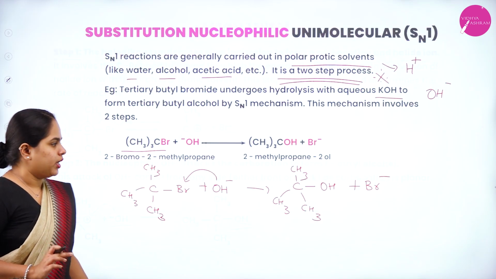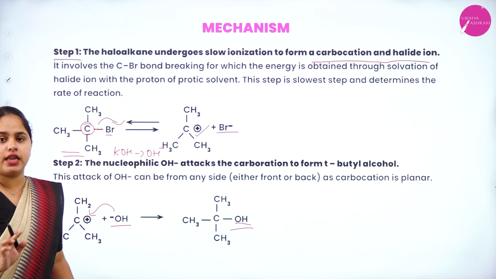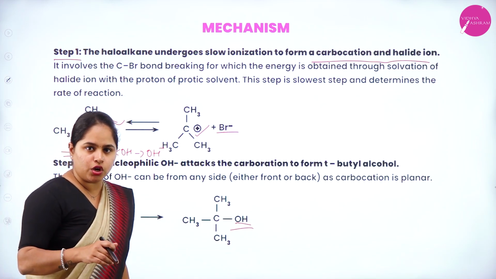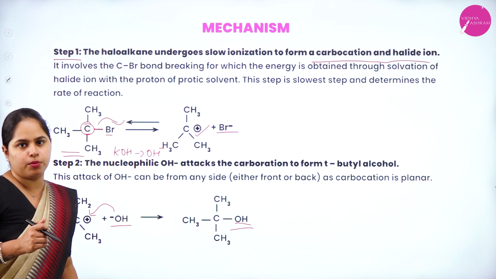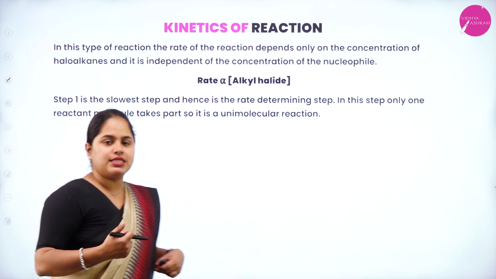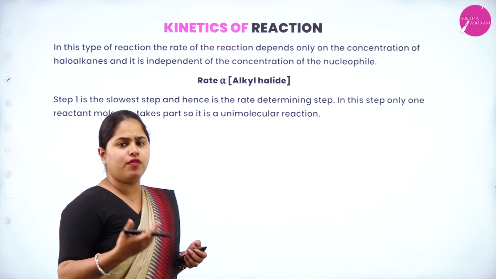I hope it is clear, right? So the same thing that we have discussed, in 2 steps this reaction is taking place when we are discussing the mechanism. First step, carbocation is formed. Then in the next step, the nucleophile will attach and form tertiary butyl alcohol. Now the kinetics of the reaction. As I said, it is a first order reaction, or a unimolecular reaction. Now, why is that? Let's see.